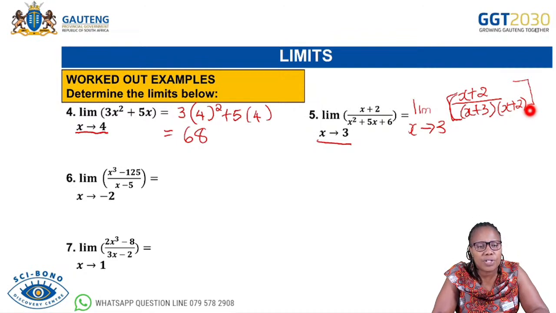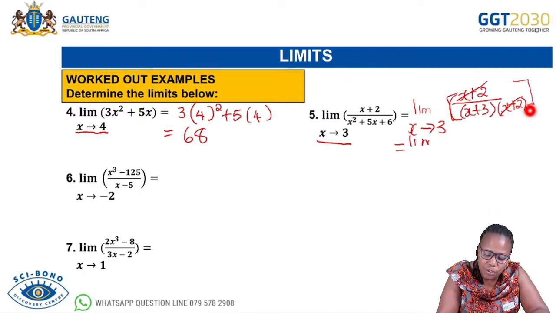Immediately after factorization, grade 12, there must be some cancellation of terms that will be involved. As you can see now, you are having x plus 2 on the numerator and x plus 2 on the denominator. This now leaves us with what? I am still writing that limit because I have not yet applied the x approaching 3. So what is left for me is 1 on top, and on the denominator I'm left with x plus 3.